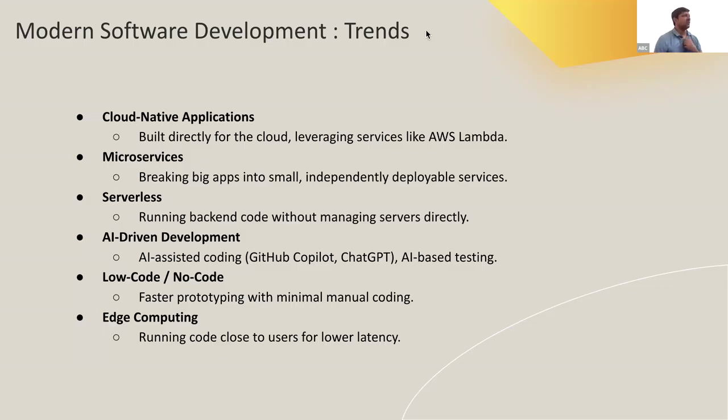What trends are there in modern software development is cloud native application. So nowadays, everybody is developing applications directly on the cloud. Then there is microservices. Now the big applications are broken into small and independent services, so that if something has to be corrected, only that one piece can be replaced immediately, right? So the maintenance becomes a little easier.